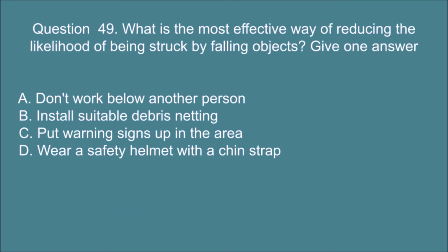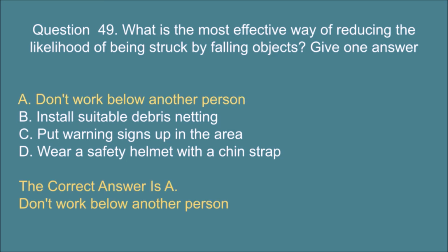Question 49. What is the most effective way of reducing the likelihood of being struck by falling objects? Give one answer. A. Don't work below another person. B. Install suitable debris netting. C. Put warning signs up in the area. D. Wear a safety helmet with a chin strap. The correct answer is A. Don't work below another person.